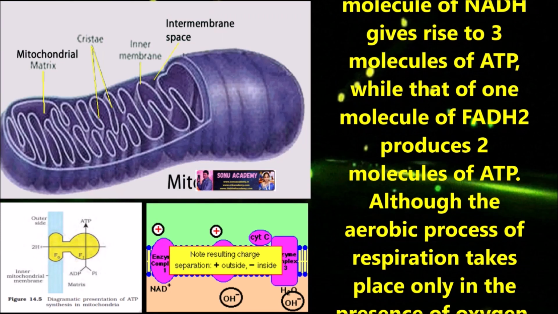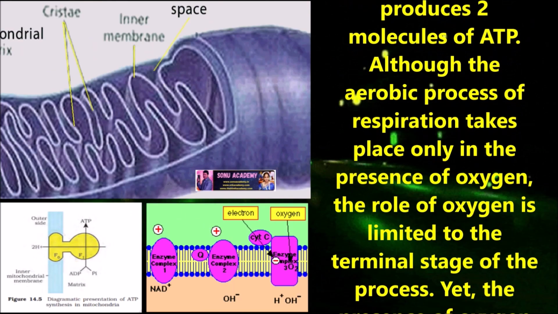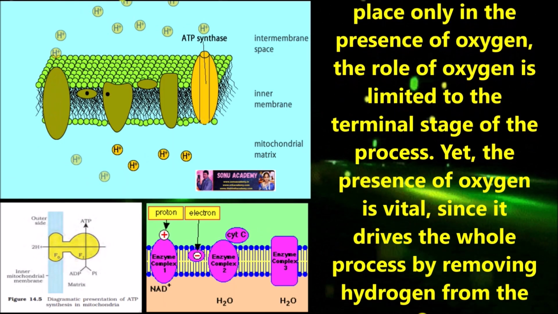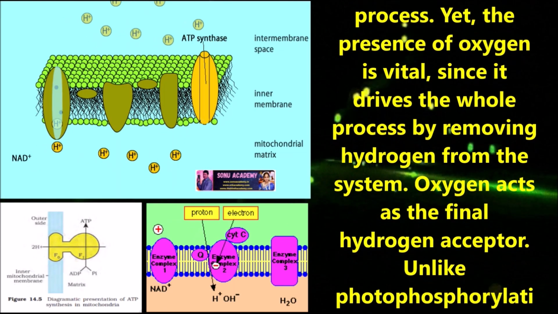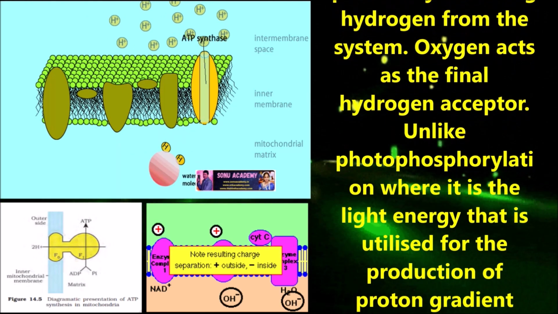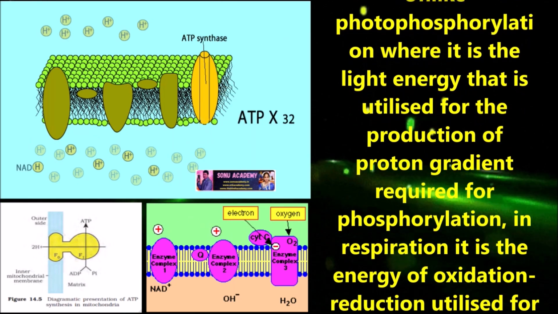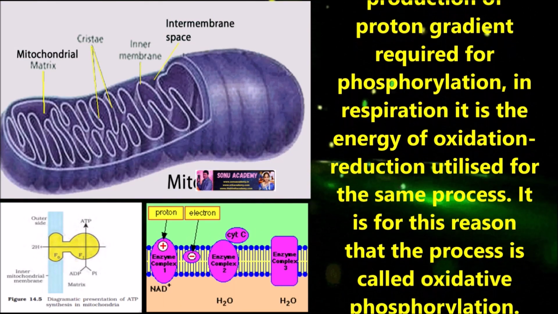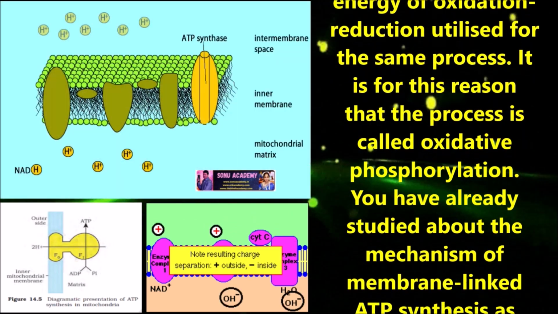Although the aerobic process of respiration takes place only in the presence of oxygen, the role of oxygen is limited to the terminal stage of the process. Yet the presence of oxygen is vital since it drives the whole process by removing hydrogen from the system. Oxygen acts as the final hydrogen acceptor, unlike photophosphorylation where it is the light energy that is utilized for the production of the proton gradient required for phosphorylation. In respiration, it is the energy of oxidation-reduction utilized for the same process. It is for this reason that the process is called oxidative phosphorylation.